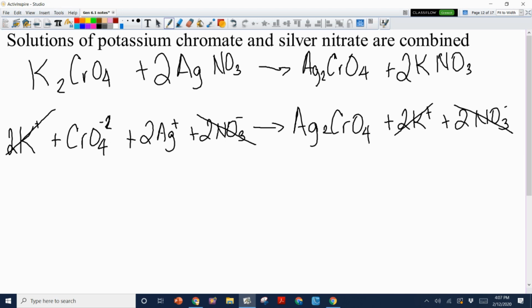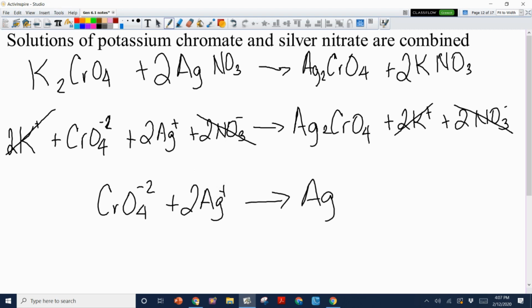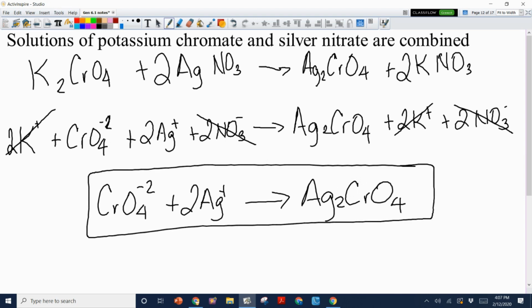So now I'm just going to rewrite this with what I have left. So CrO4 2 minus plus 2Ag plus yields Ag2CrO4. That's my net ionic equation.